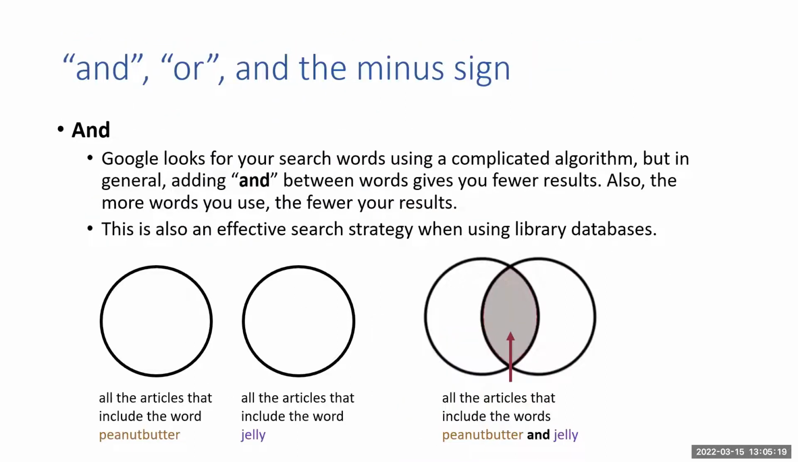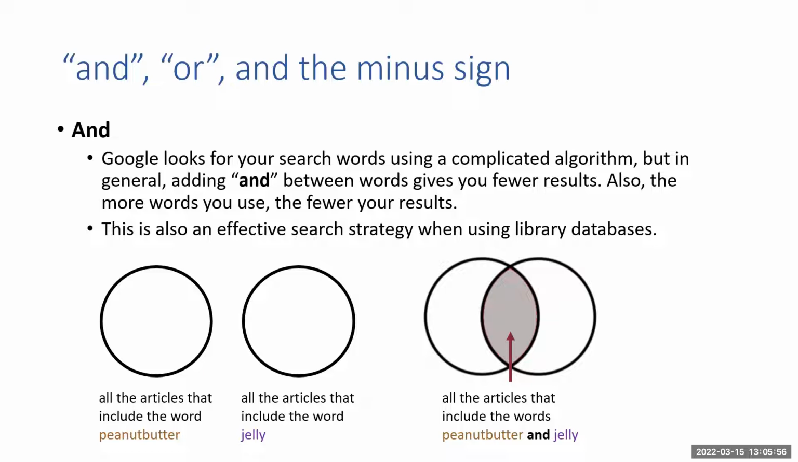So first I'm going to talk about how to use and. Google already, it says it does and implicitly. So when you use multiple words in a search, it's essentially saying, I want to find this word and that word and this third word somewhere in the top part of this article. But in general, adding the word and will give you fewer results because you're asking more of the search. You're wanting more specific information, the more words you add to your search terms.